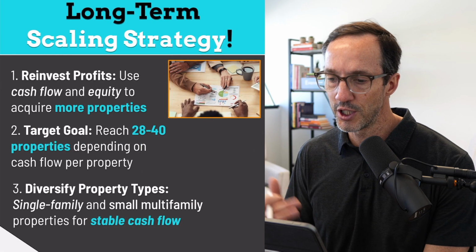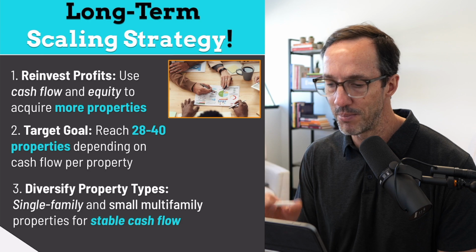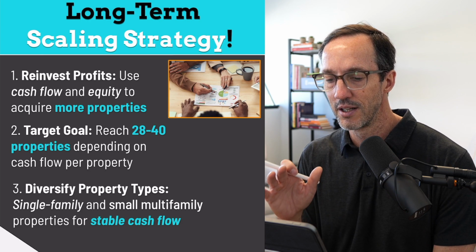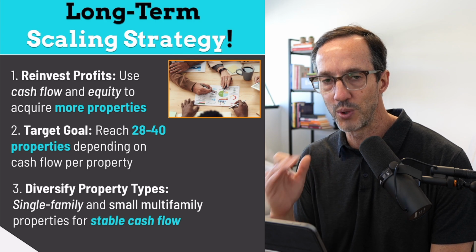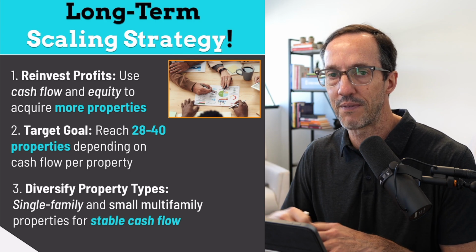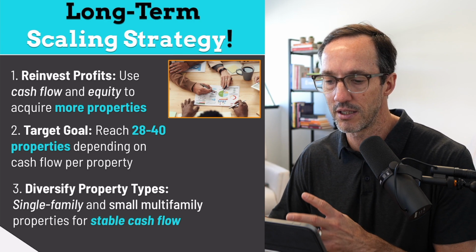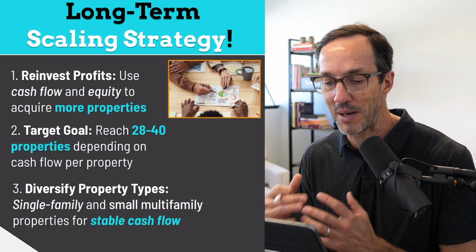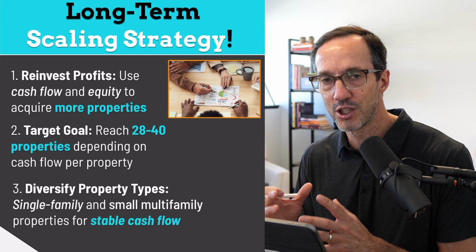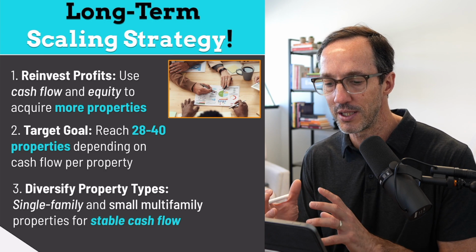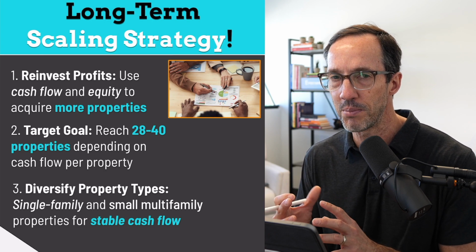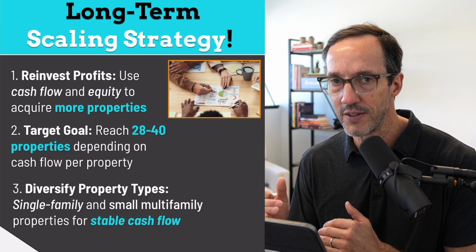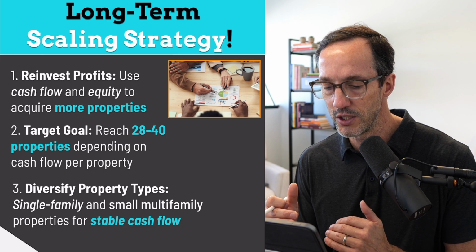And then long-term scaling strategy. I'm a big believer that this is long-term. Again, we've already said, use your profits to reinvest. Don't use the profits to just rip it out and go buy a Lamborghini. You want to use the profits wisely, reinvest to buy more properties. Again, 28 to 40 properties, depending on the cash flow for each property. You can accelerate this a little bit with multifamily, but just be very, very careful. Be conservative in your numbers.